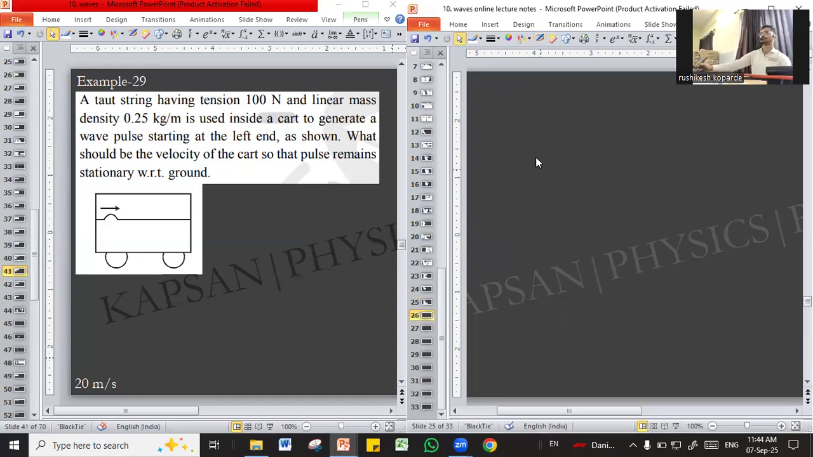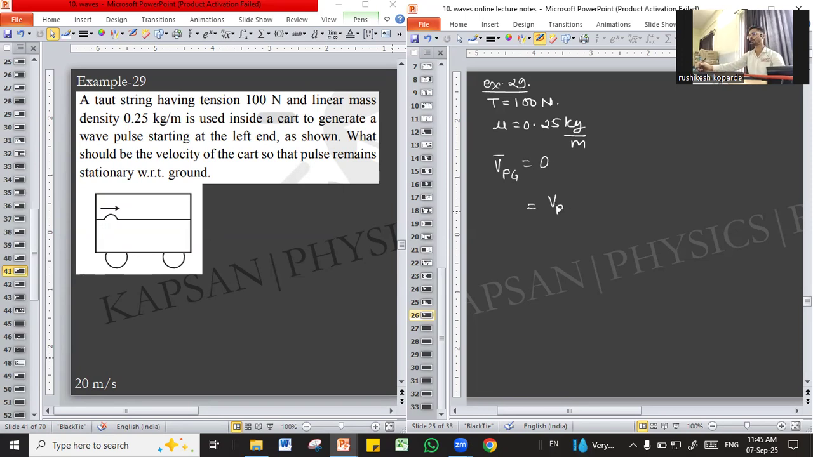A taut string means a string having tension. If there is no tension, velocity will be zero. A string having tension equal to 100 Newton and linear mass density equal to 0.25 kg per meter is used inside a cart to generate a wave pulse starting from the left hand as shown in the figure. What should be the velocity of the cart so that the pulse remains stationary with respect to ground? So velocity of pulse with respect to ground should be equal to 0. So for that, what should be the velocity of the cart?